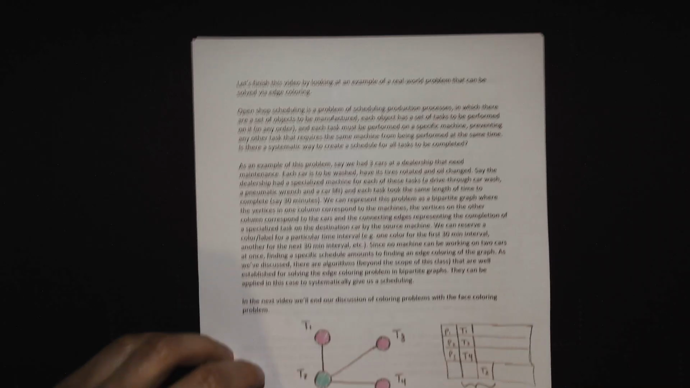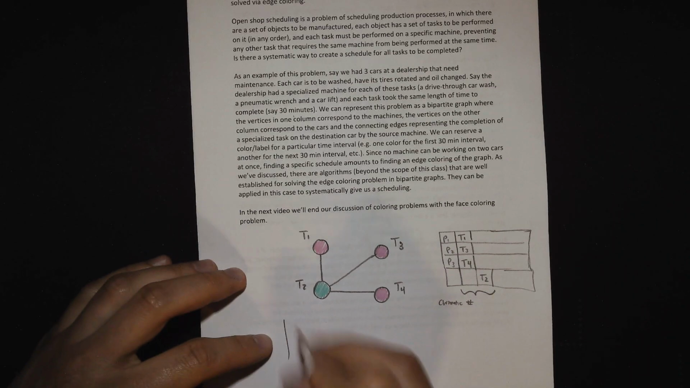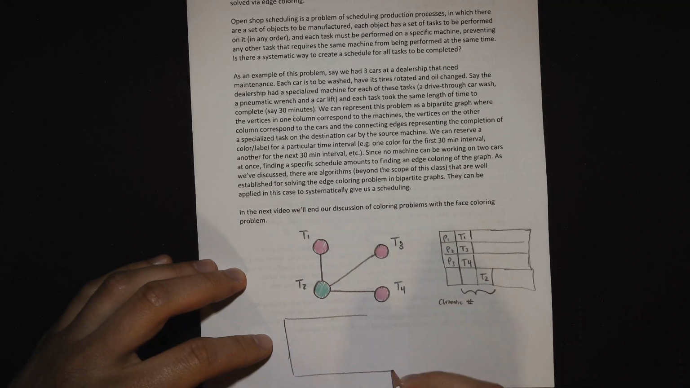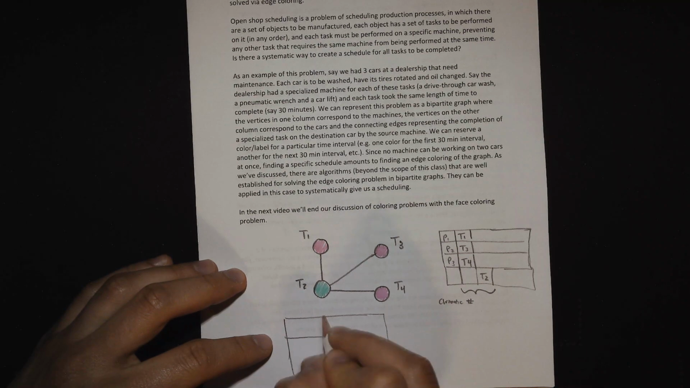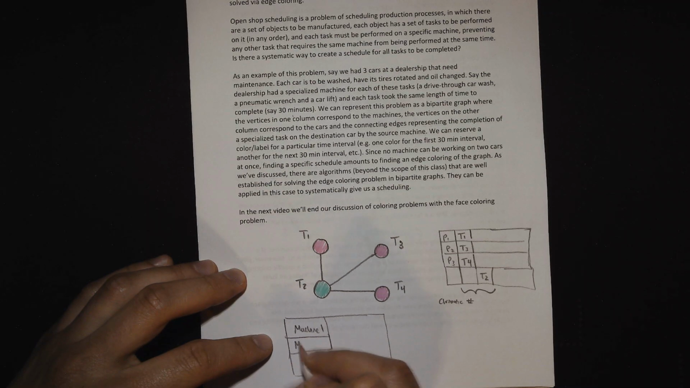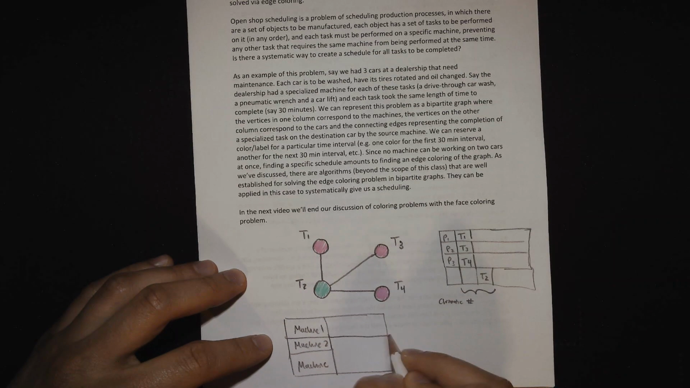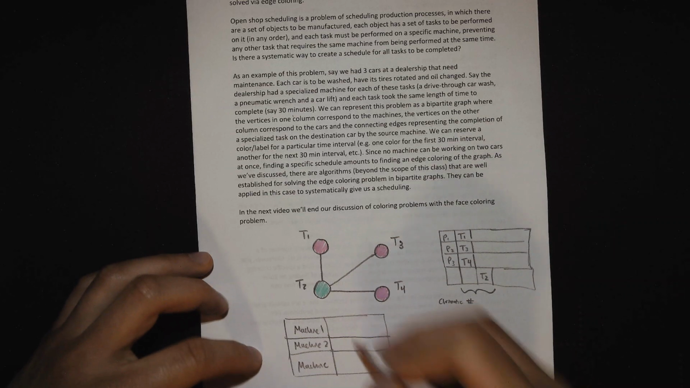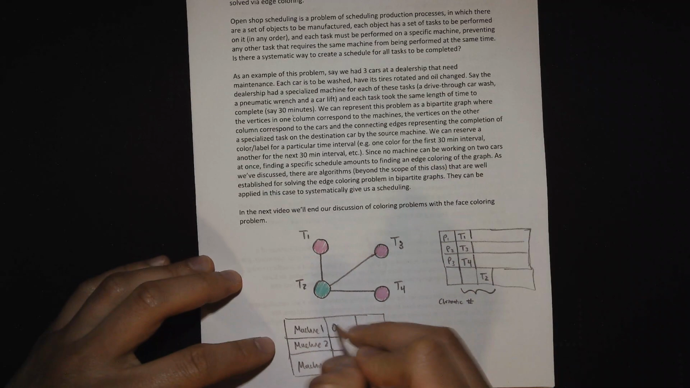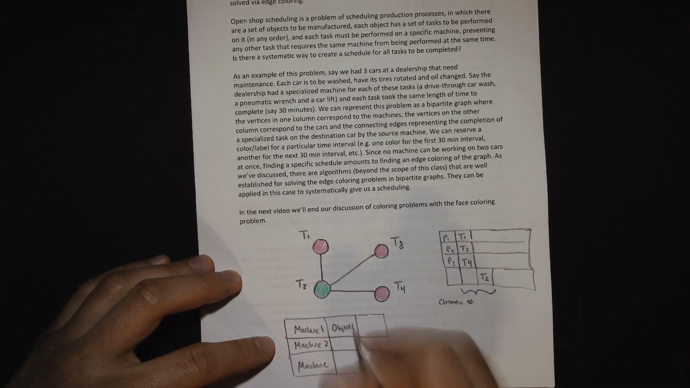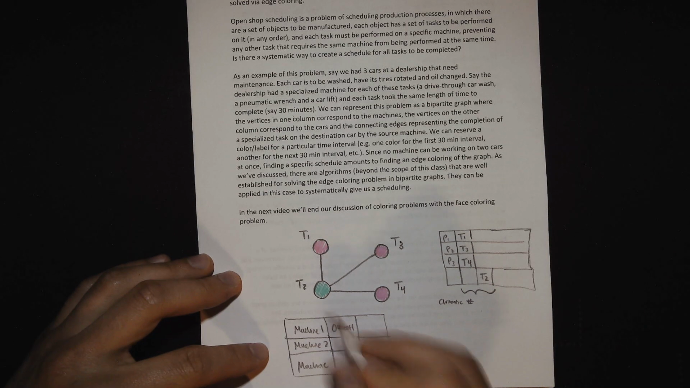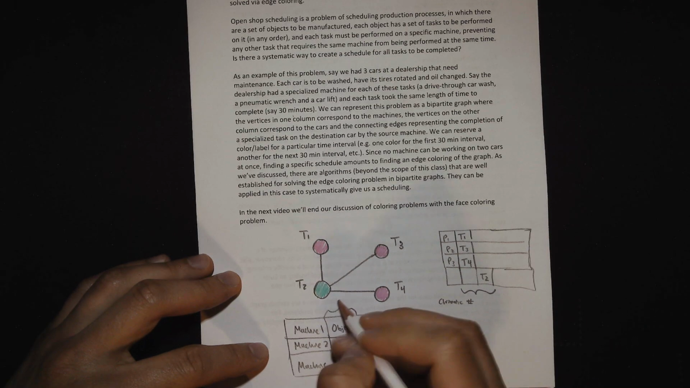So can we come up with something like, if we have machine 1, machine 2, and machine 3. So how do we come up with a schedule of this sort? This machine should be working on object 1 at this time, for this time interval. So we have these time intervals.